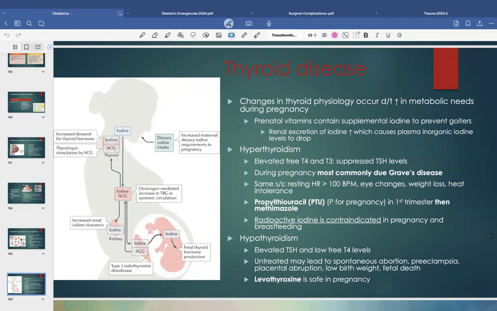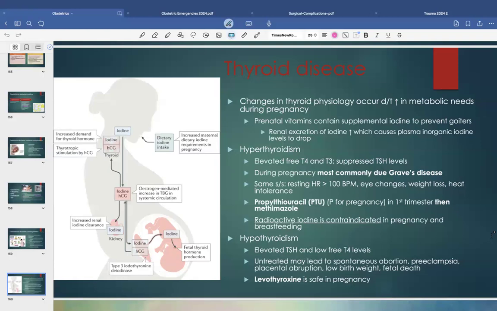Already are aware of hyperthyroidism versus hypothyroidism. Hyperthyroidism during pregnancy is most commonly due to Graves' disease. Same symptoms, eye changes, weight loss, heat intolerance. And then the treatment, which Dr. Hendricks talked about. PTU, remember P is for pregnancy. In the first trimester, we want to treat with PTU. After that, you can get methimazole.